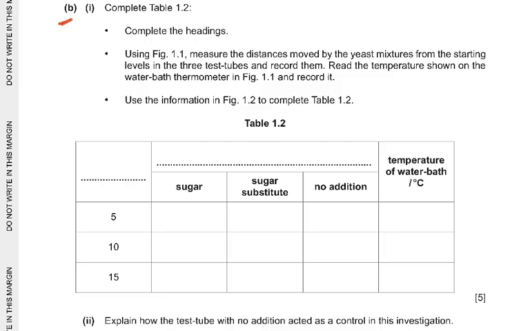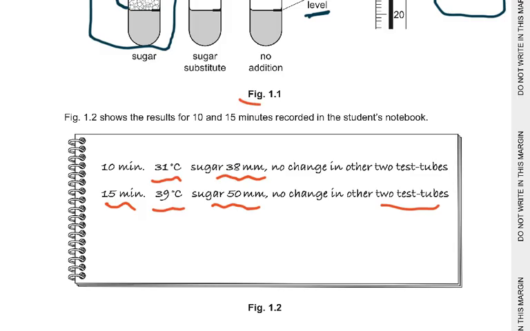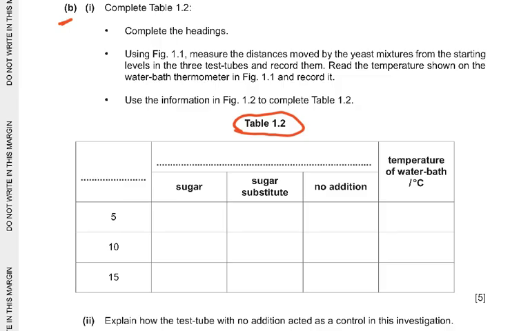Part B of the question says complete table 1.2. So we have to complete this table 1.2, complete the headings first. Then using figure 1.1, which was at the back, this is the figure 1.1, measure the distance moved by the yeast mixtures from the starting level in the three test tubes and record them. Read the temperature shown in the water bath in figure 1.1 and record it. Use the information in figure 1.2 to complete table 1.2.